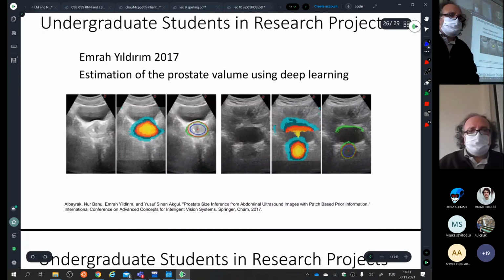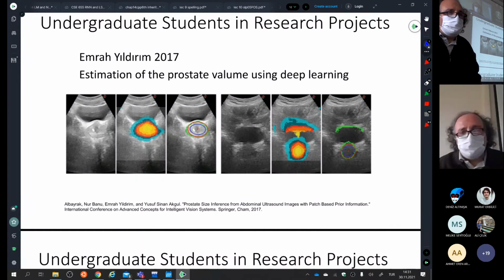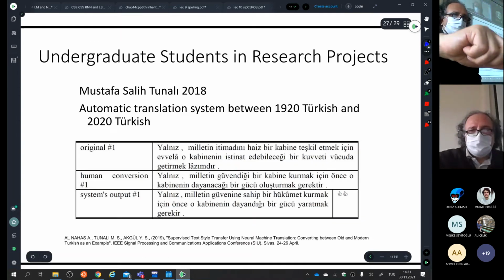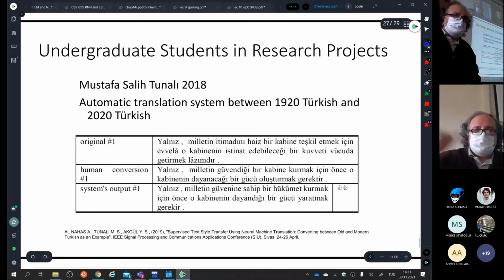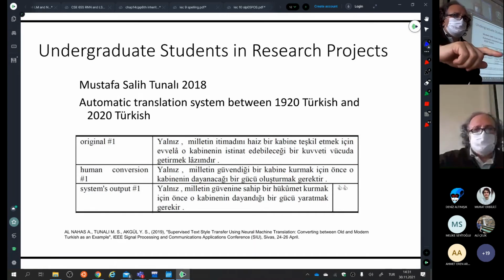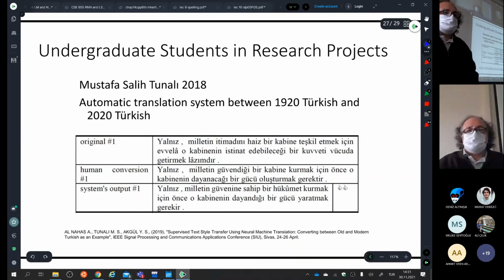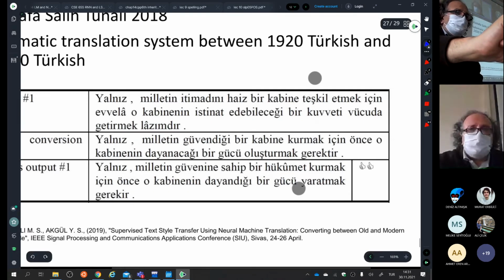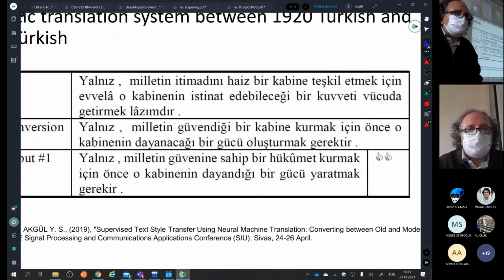Another student a few years ago looked at how we can measure the prostate volume by looking at ultrasound images. Measuring the prostate volume is very important because prostate cancer is one of the leading causes of cancer in males. Mustafa has a company right now in our Technopark. He tried to translate 1920 Turkish sentences to 2020 Turkish sentences. This is directly from Nutuk of Mustafa Kemal.